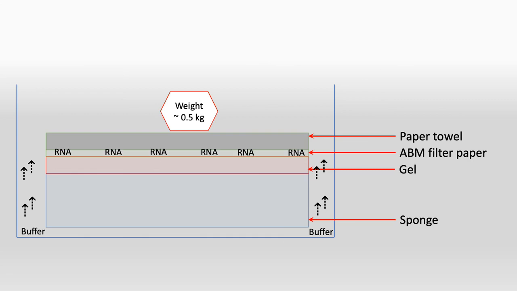Once these RNA fragments go and attach to the filter paper, there is no way those RNA can migrate to another place, because the filter paper is not permeable to RNA molecules. So the RNA will be stagnant. It will be attached to the filter paper, but the buffer solution can easily pass through the filter paper and reach the paper towel. So this is how the whole process works.